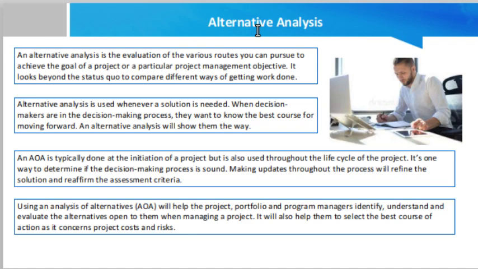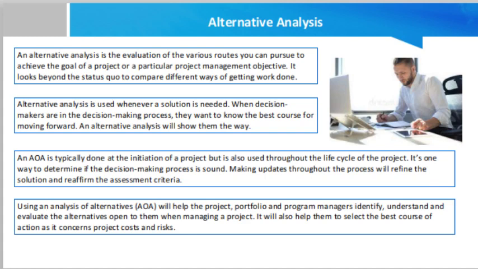So alternative analysis is the evaluation of the various routes you can pursue to achieve the goal of a project or a particular project management objective. It looks beyond the status quo to compare different ways of getting work done. These factors can be operational, for example, such as cost, risk, and effectiveness, as well as the potential shortfalls of those operational factors. To perform an alternative analysis, you use tools such as life cycle costing, sensitivity analysis, cash flow analysis, and cost benefit analysis.